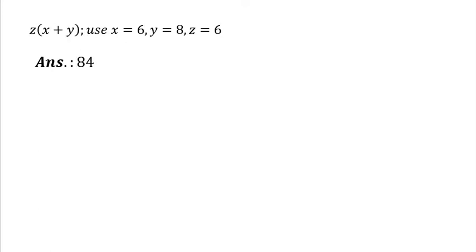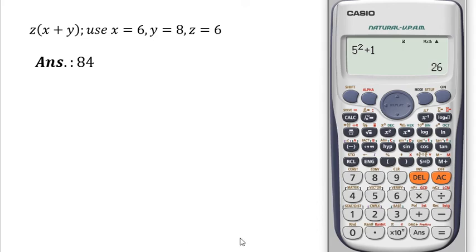Third example, we have z multiplied to the sum of x plus y, x being 6, y being 8, and z being 6 as well. So putting that in our calculator, z is 6. You can use parentheses here, and x is also 6, plus y is 8. Close that, and click the equal. Your answer is 84.